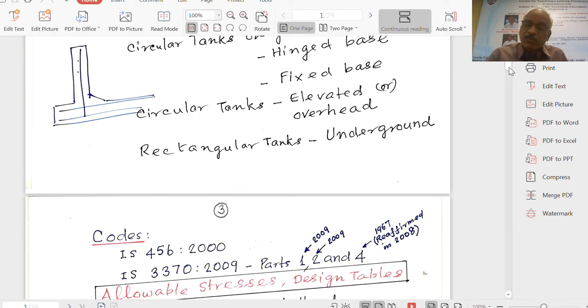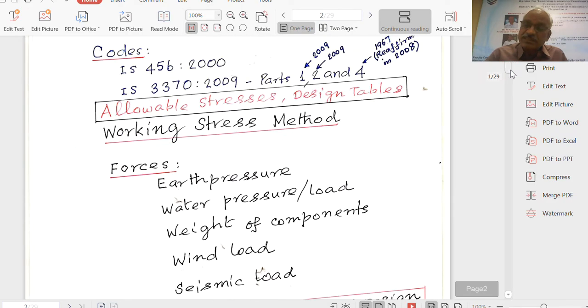Now, for design of water tanks, we have got code books for water tanks. So we will be requiring the use of IS 456-2000, our usual RCC code, plus there are IS code books for design of water tanks: IS 3370-2009, parts 1, 2 and 4.